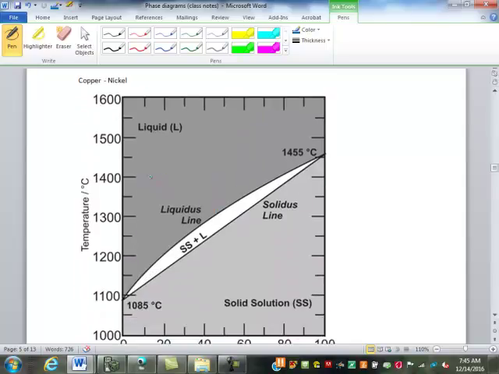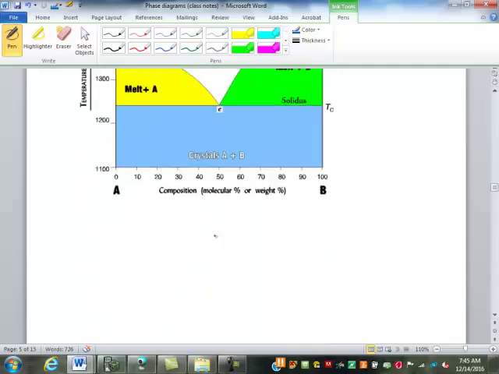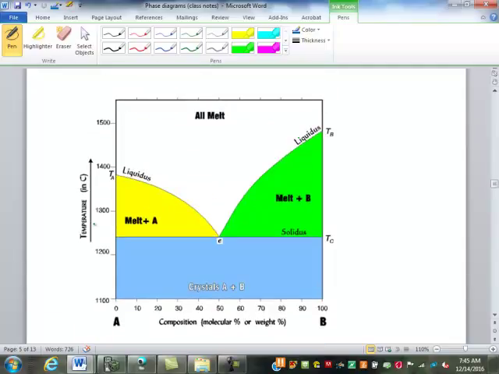This is what is called a binary phase diagram. This is one of the simpler ones we have. This is copper nickel. The iron carbon phase diagram is quite complex. See if I've got one. This is, can't remember what this one was. It's a little bit more complex phase diagram, but this is what they call a eutectic point.